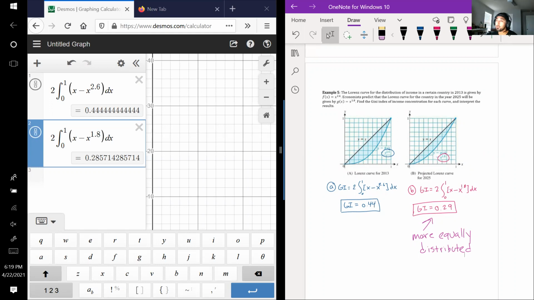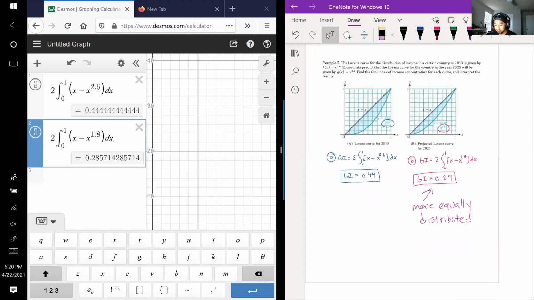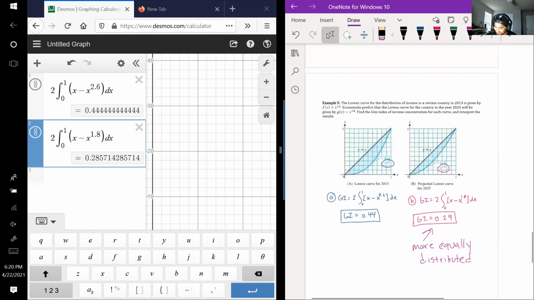So again, look into it more. It's pretty neat. Here, we're just crunching numbers, right? All right. And that is 13.1. So we are done.